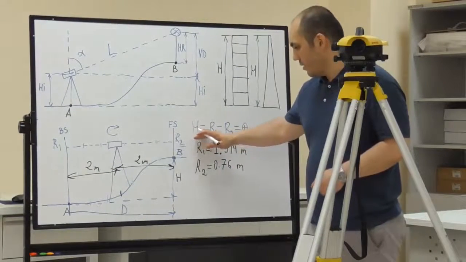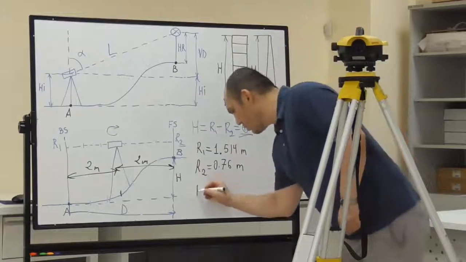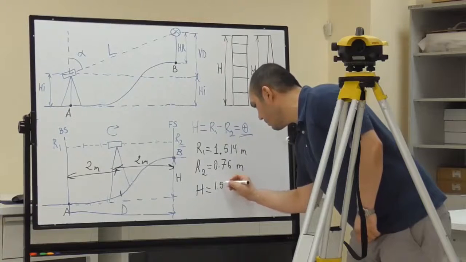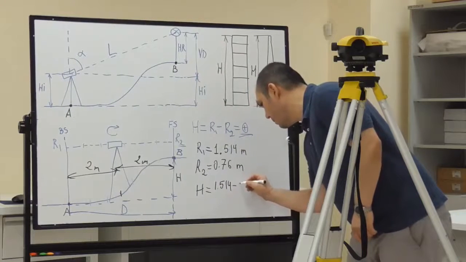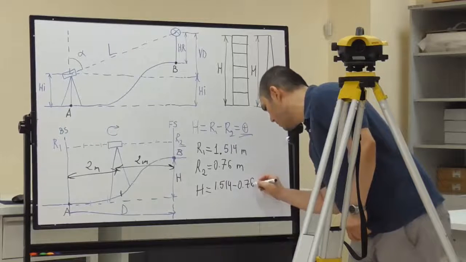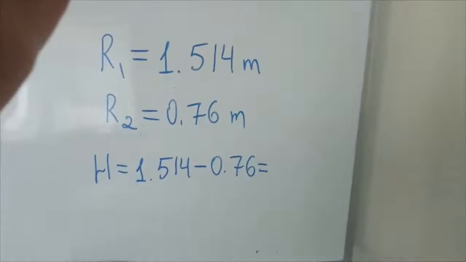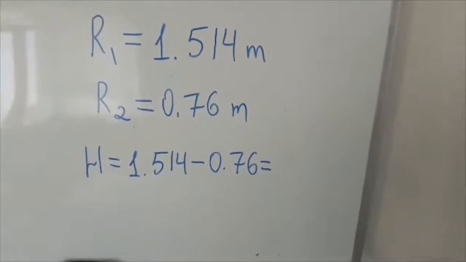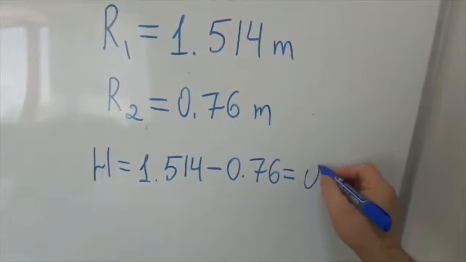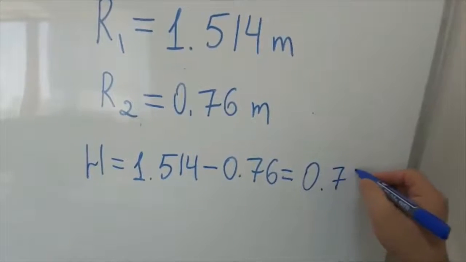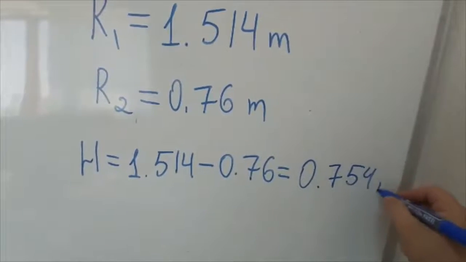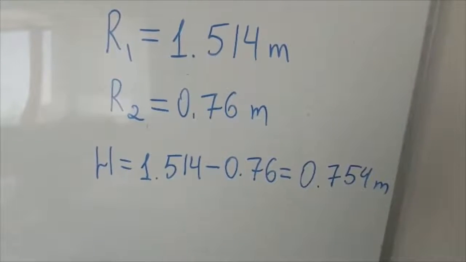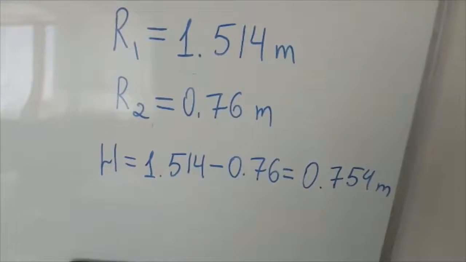Then I have to subtract these two values, then I can determine the relative height. So H is equal to 1.514 minus 0.76. So the relative height will be equal to 0.754 meters. So now we have determined the relative height between point A and B.